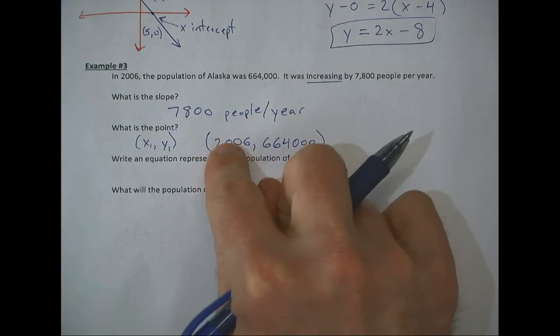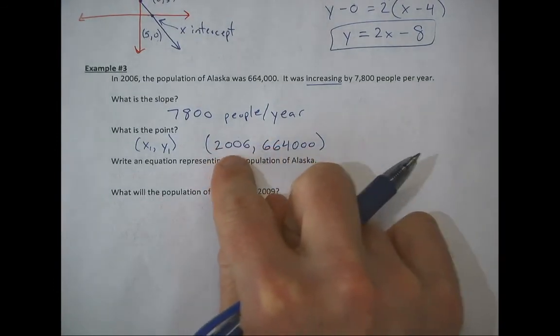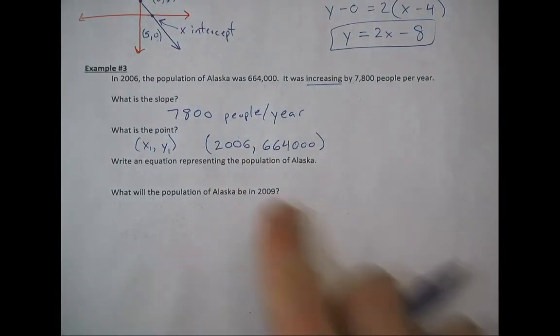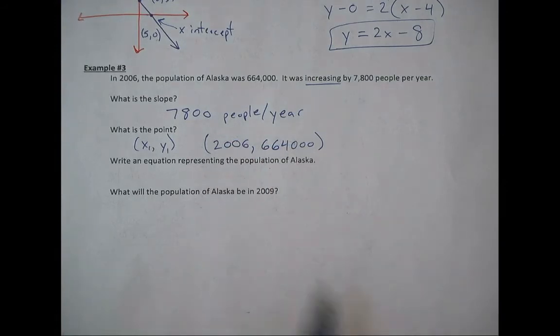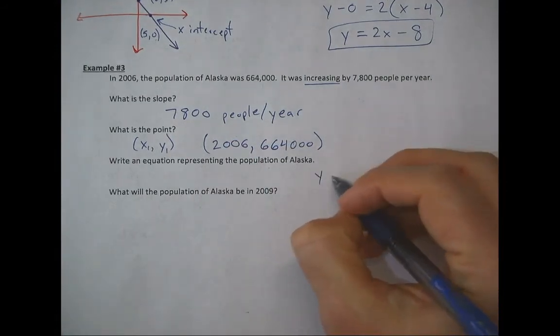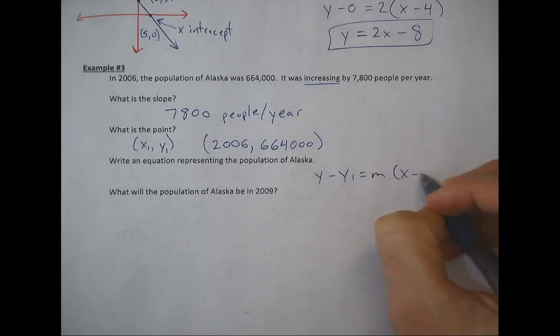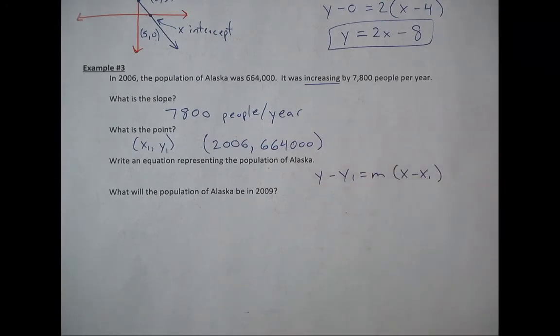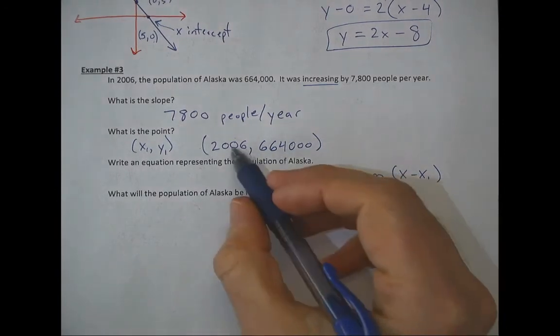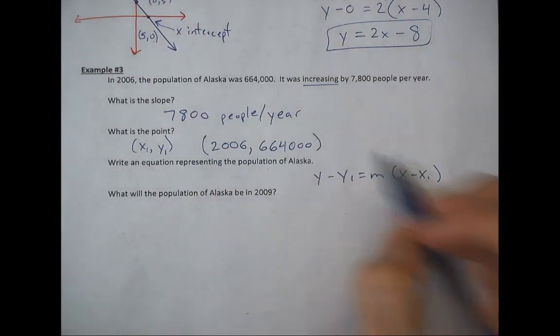Then in 2007, we're going to have a different value. 2008, we're going to have a different value. So we can call this an ordered pair or a point. And so if we're going to write an equation, we'll fall right into this point slope form.